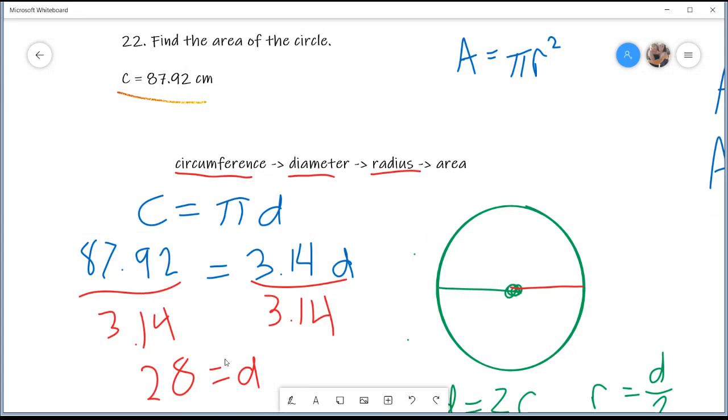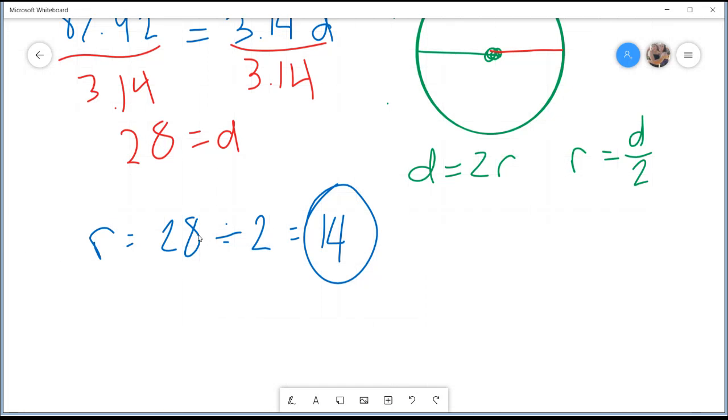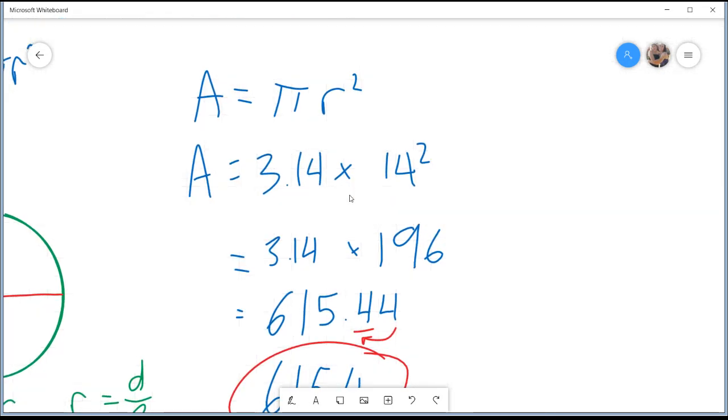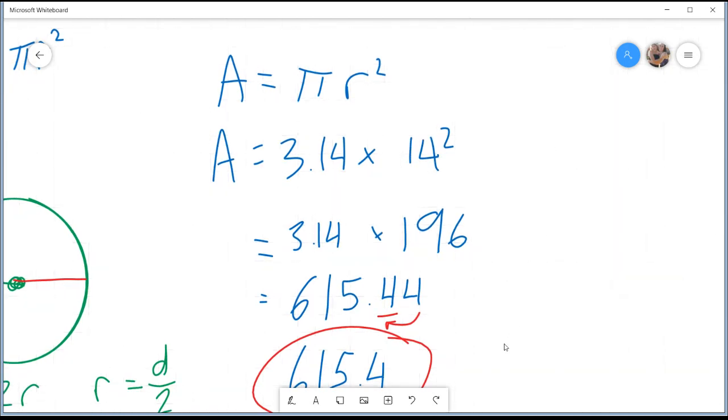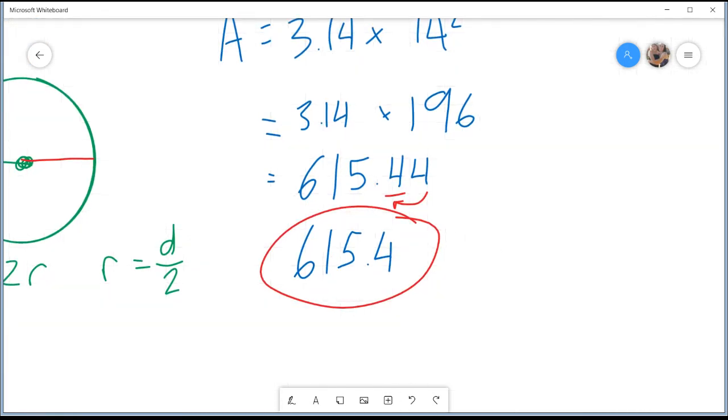We found the area by starting with the circumference, dividing by pi to get the diameter. We took the diameter and divided by 2 to get the radius, and then we put the radius into our area equation to get the full area of our circle.